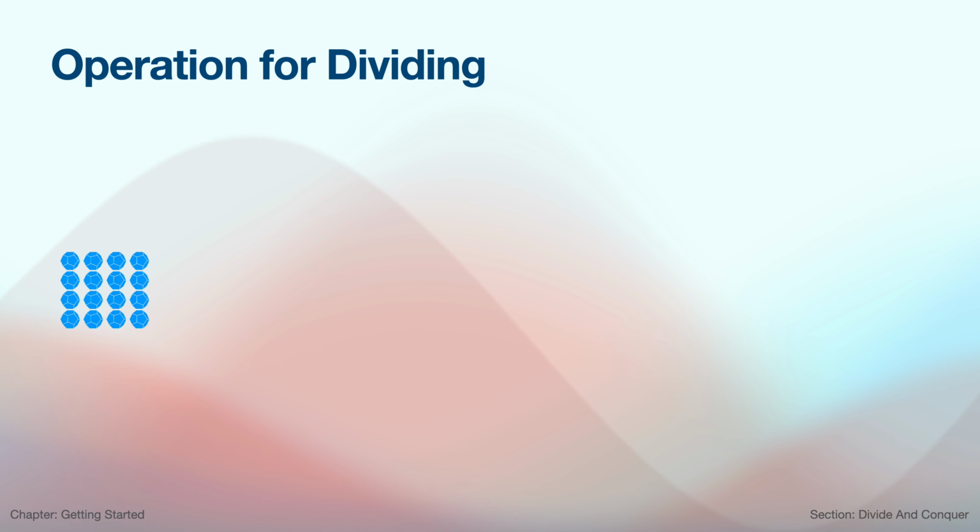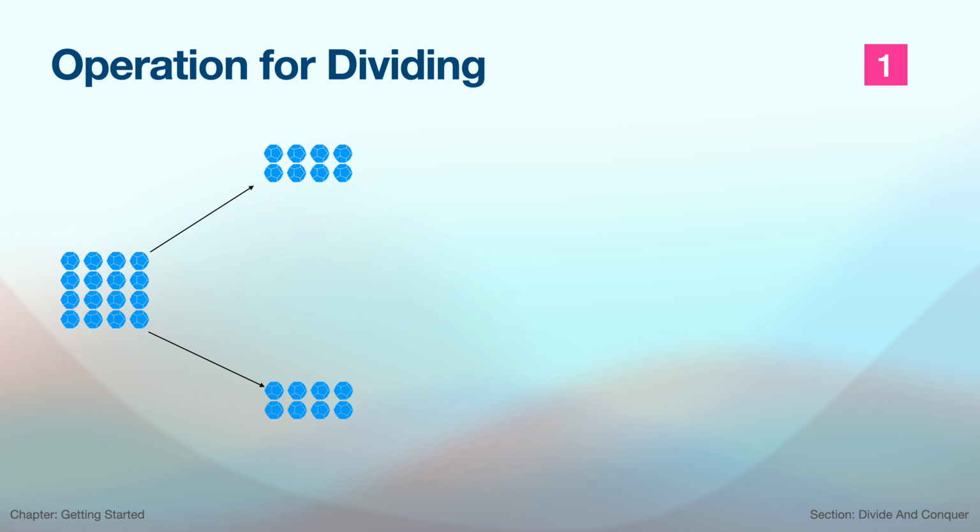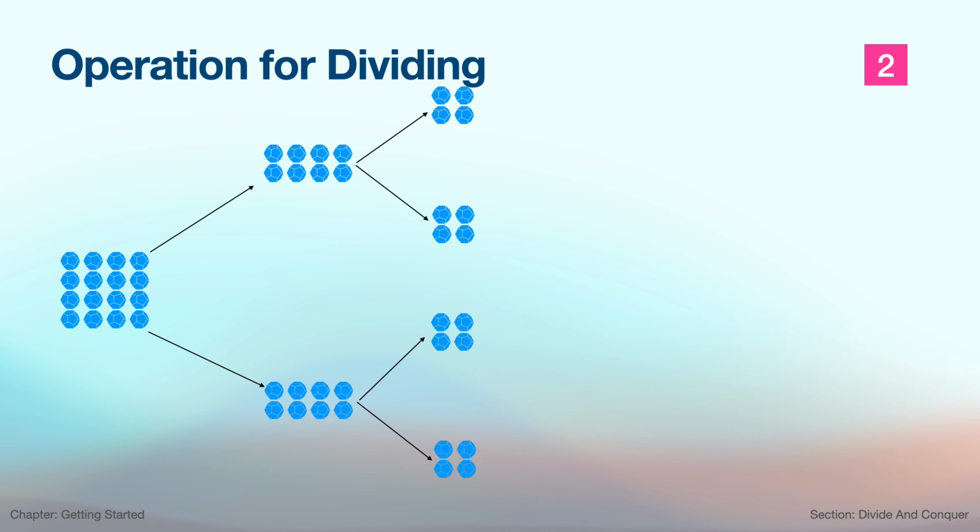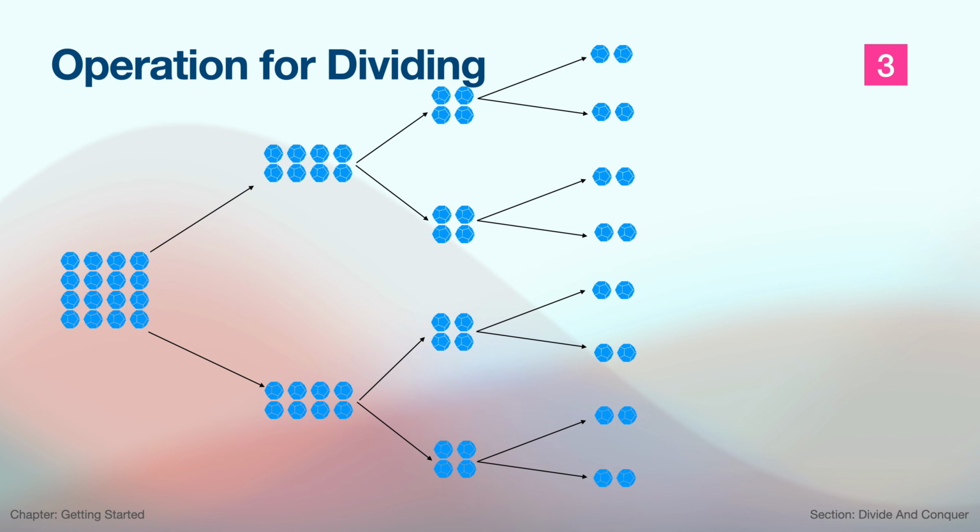Okay, let's take these 16 footballs as an example. The first time I am dividing into 2, each set will have 8 balls. So this is the first time I am dividing: 16 becomes 8 and 8, 2 sets. Then I divide both sets into 2. It becomes 4, 4, 4, 4, and there are 4 sets. Then I divide each 4 set into 2. So now each set has 2 footballs. I have divided 3 times.